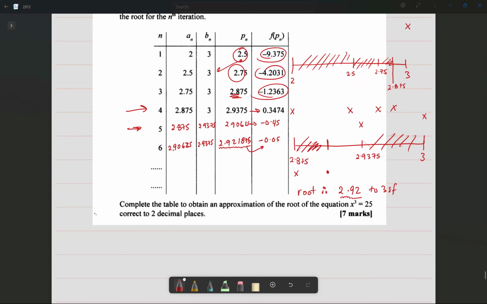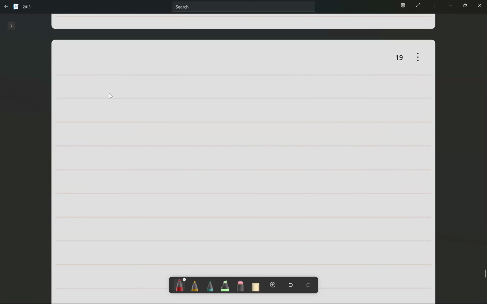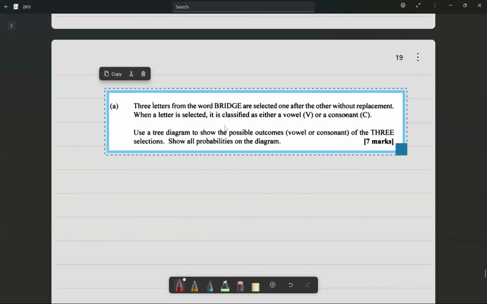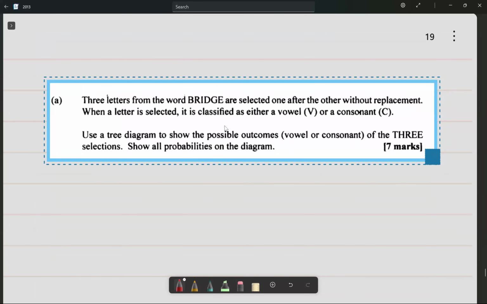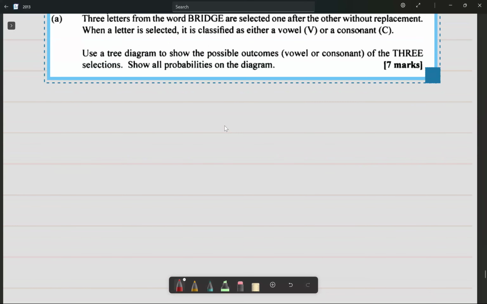The next thing is asking us about section 3, combinations and permutations. Is this a combination question, or is this a permutation question? Usually they ask both because it's a hard question. Okay, it says 3 letters from the word bridge are selected one after the other without replacement. When a letter is selected, it is considered as either a vowel or a consonant. Use a tree diagram to show the possible outcomes, vowel or consonant, of the three selections. Show all probabilities on the diagram.